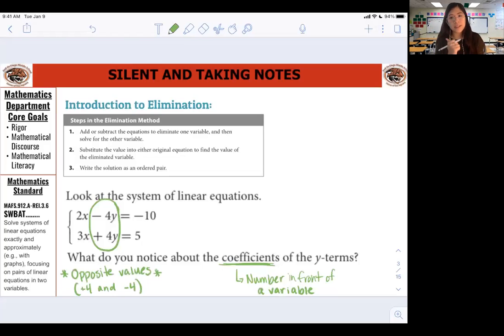So what I'm going to do in the next slide is show you the process of elimination. I'm going to show you those 3 steps that are written in the steps. All right, so I'll give you guys about another 30 seconds to write this down, and then we can get started on that problem.